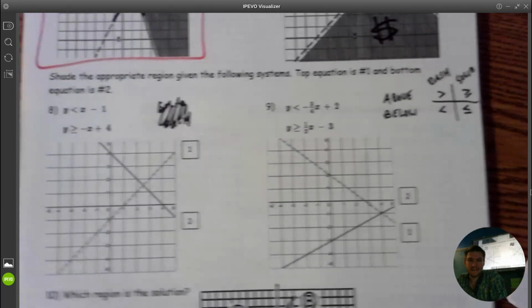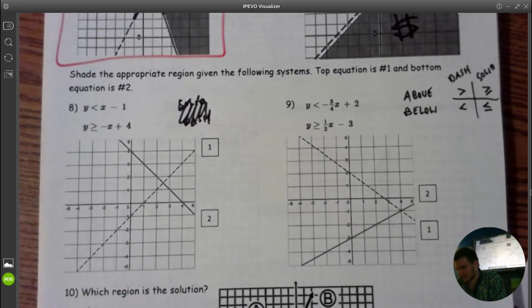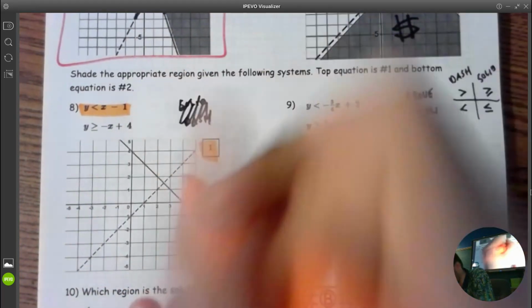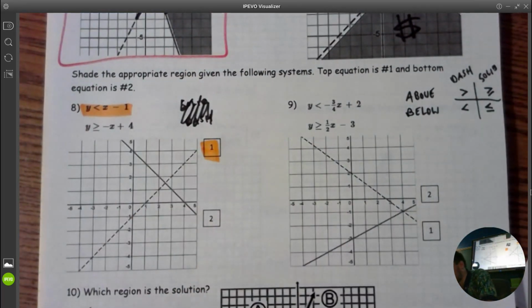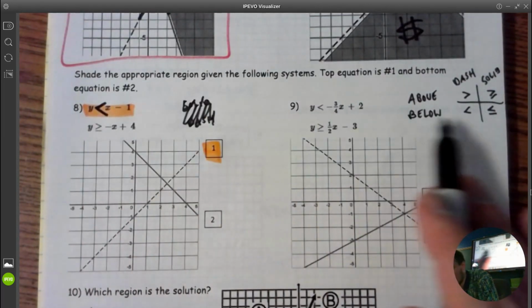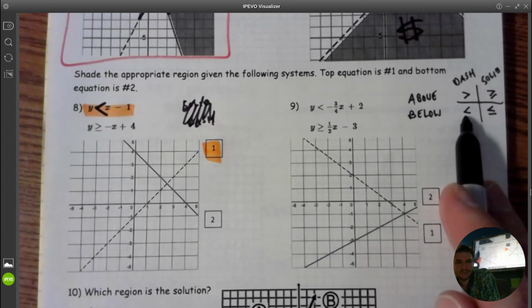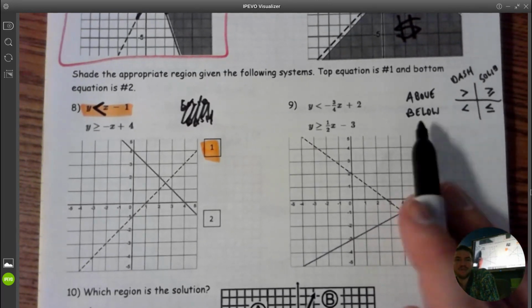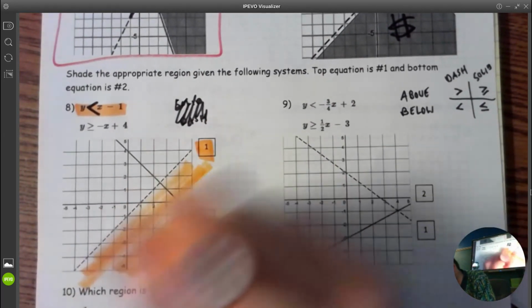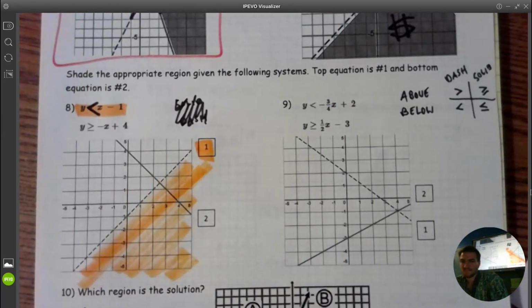I can already hear some people coloring, which is a good sign for me. When we're doing 8, the top is line 1, and I see that we have a less than. And that less than I see right here in this position, which means it is a below. So I'm going to color below line 1 like that. Everybody cool with how I ended up with that below coloring?